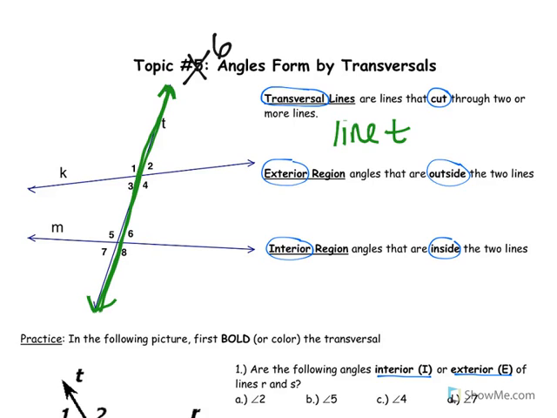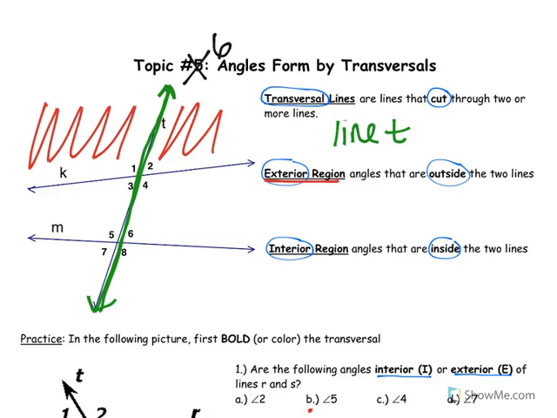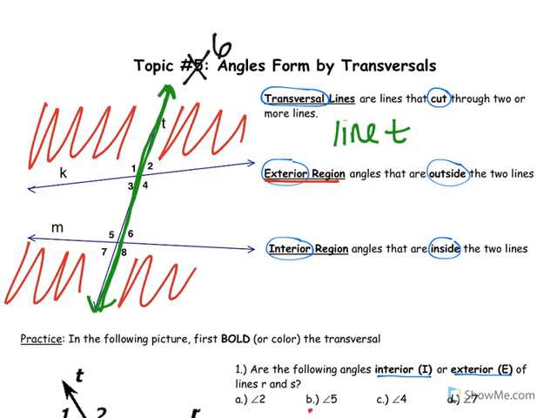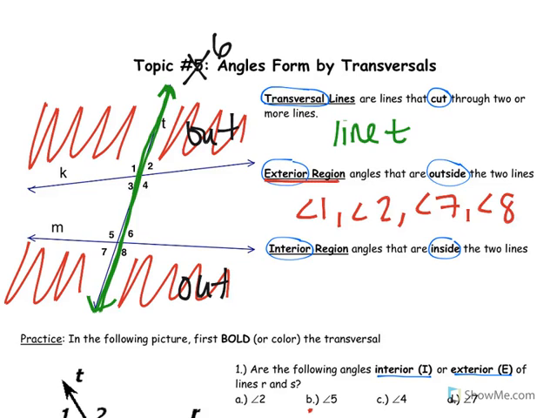The other thing we are going to talk about is we're going to focus in on these 2 lines, K and M, and talk about the exterior region and the interior region. The exterior region are angles that are outside of those 2 lines K and M. Those are the angles lying above and below, right? That's my exterior, my outside. So that would be angle 1, angle 2, angle 7, and angle 8. Okay?